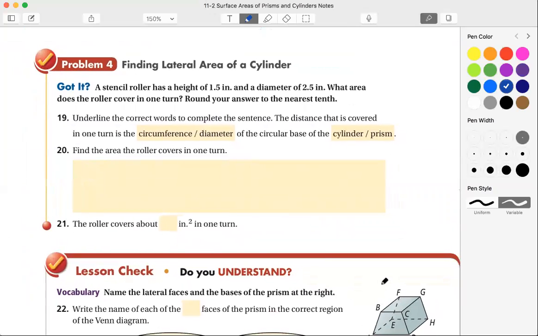A stencil roller has a height of 1.5 inches and a diameter of 2.5 inches. What area does the roller cover in one turn? Underline the correct words to complete the sentence. The distance that is covered in one turn is the circumference of the circular base of the cylinder. To find the area the roller covers in one turn, lateral area equals pi times d times h, which equals pi times 2.5 times 1.5, which equals 11.780972. So the roller covers about 11.8 inches squared in one turn.